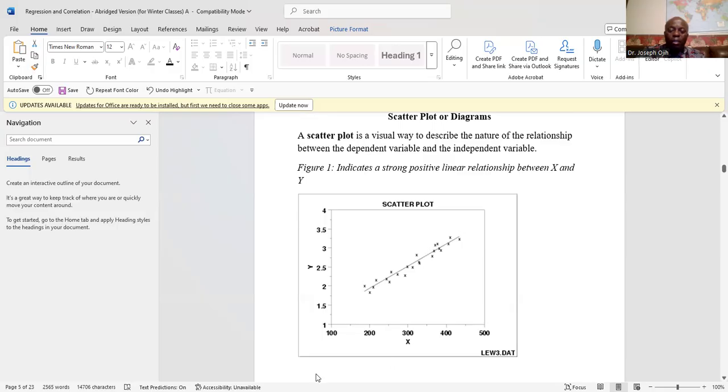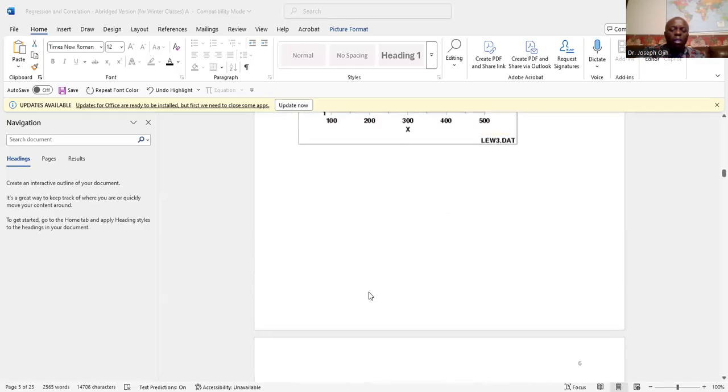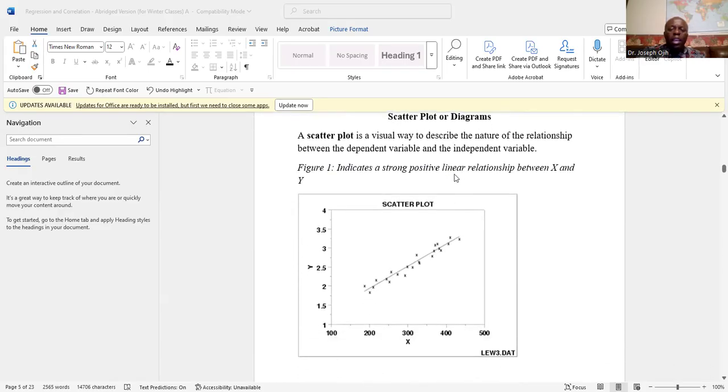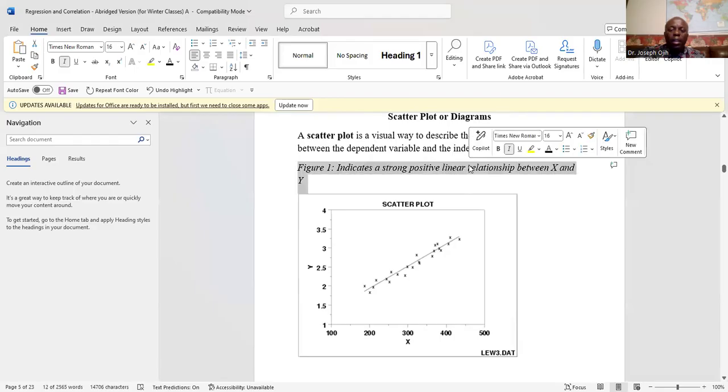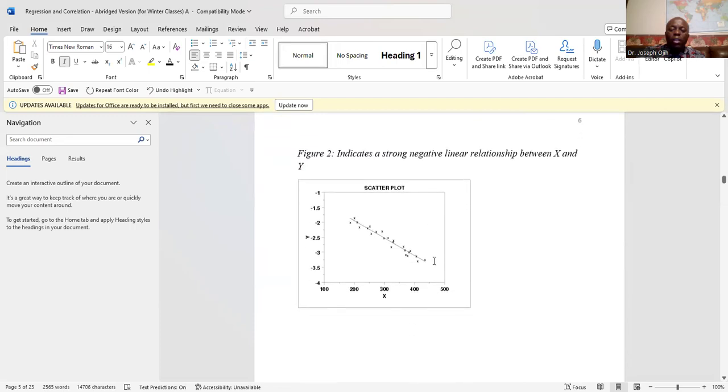For this type of diagram, we say that the X and Y variables have a strong positive linear relationship with each other. Let me highlight it for you: strong positive linear relationship between X and Y. You can see it's trending up. When they are in this diagram, it looks like this.